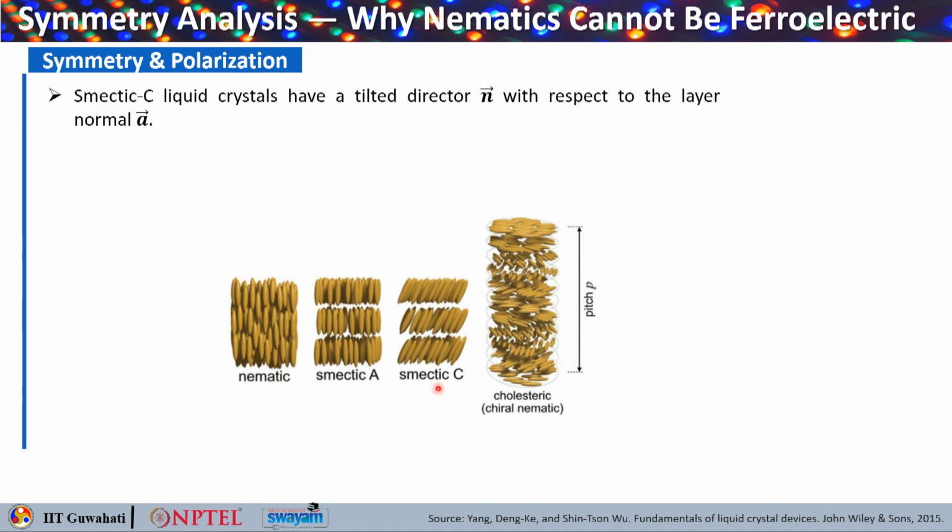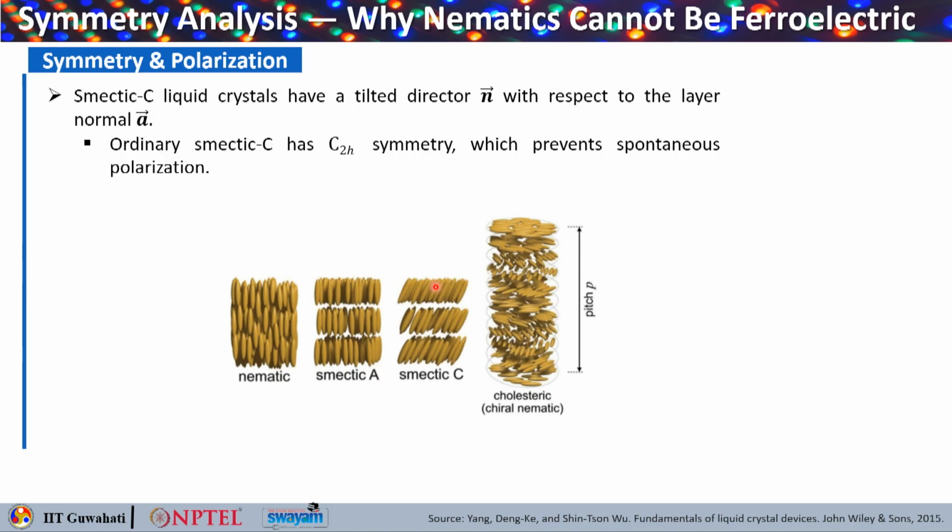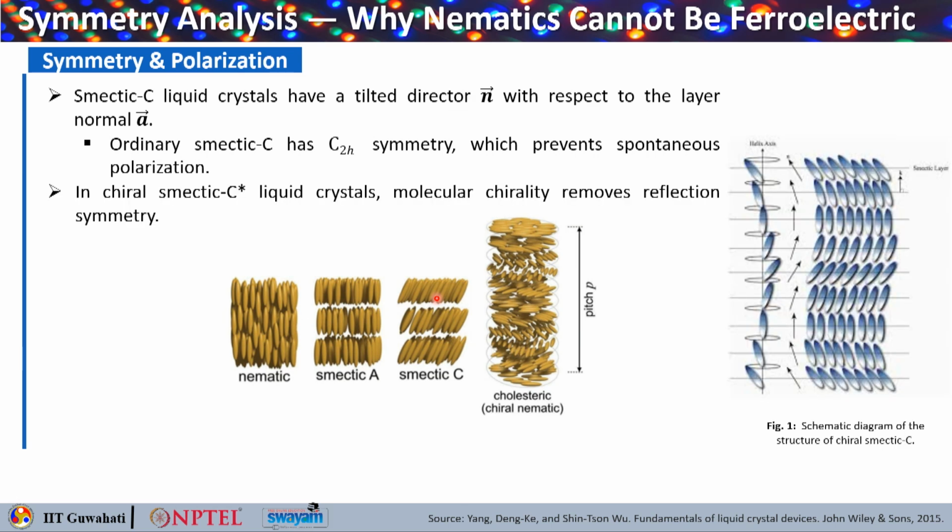Now what about smectic C? In smectic C liquid crystals, you have a tilted director n with respect to the layer normal A. So the layer normal will be along this, okay, this will be the direction of the layer normal, and this is your n, that is the director. Ordinary smectic C has C2h symmetry that also prevents spontaneous polarization.